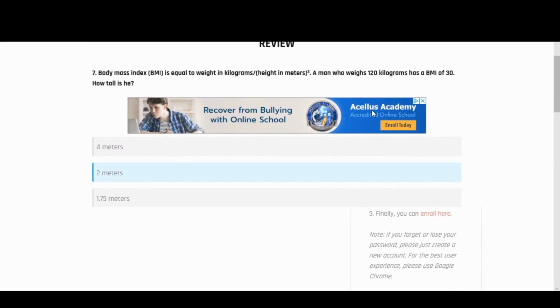Okay, number 7 says body mass index is equal to weight in kilograms divided by height in meters squared. A man who weighs 120 kilograms has a BMI of 30. How tall is he?